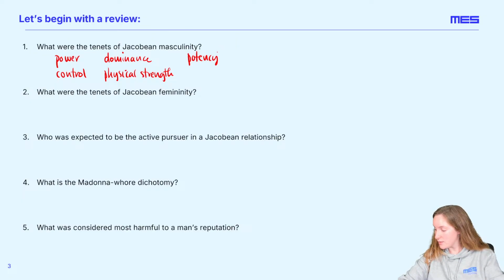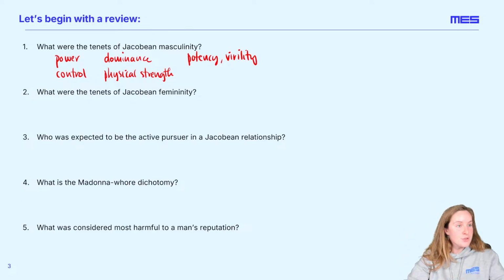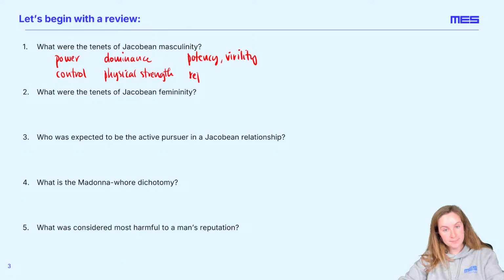And I'm going to add to that virility as well. So this idea of being sexually virile, being able to have children, being not impotent is kind of the phrase we hear more, is the idea of impotence. Here we have this idea of potency here. Tenets, M11, meaning kind of the elements, the key points of Jacobean masculinity. We also have this idea of reputation here, of course.